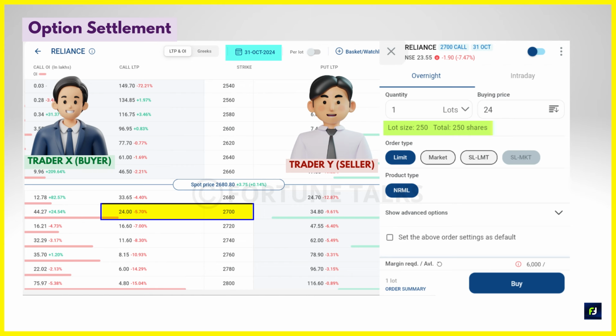Given the contract is for 250 shares, here's how the cash flow would be structured. Since the premium is 24 rupees per share, Trader X will need to pay 6,000 rupees to Trader Y. The seller gets to keep this upfront premium, but he is now obligated to sell Trader X 250 shares of Reliance on 31st October 2024 if Trader X decides to exercise his agreement.